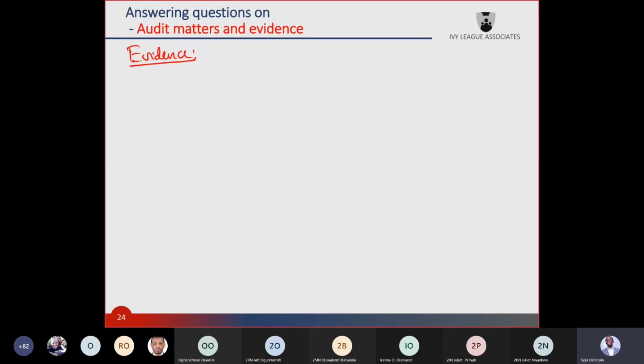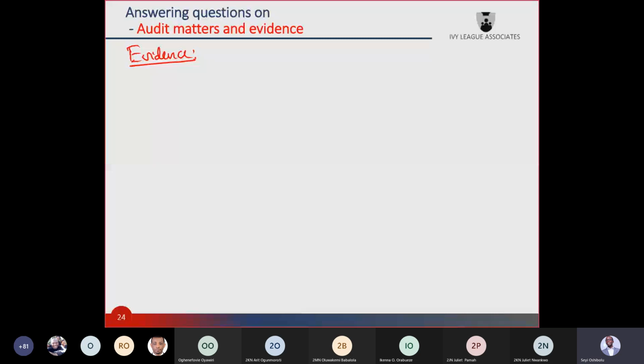Sheikh, sorry, on your previous slide, you said material misstatement and SL. Sorry, I didn't get what SL stands for. Scope limitation. Scope limitation. That's what we call inability to obtain sufficient and appropriate evidence.